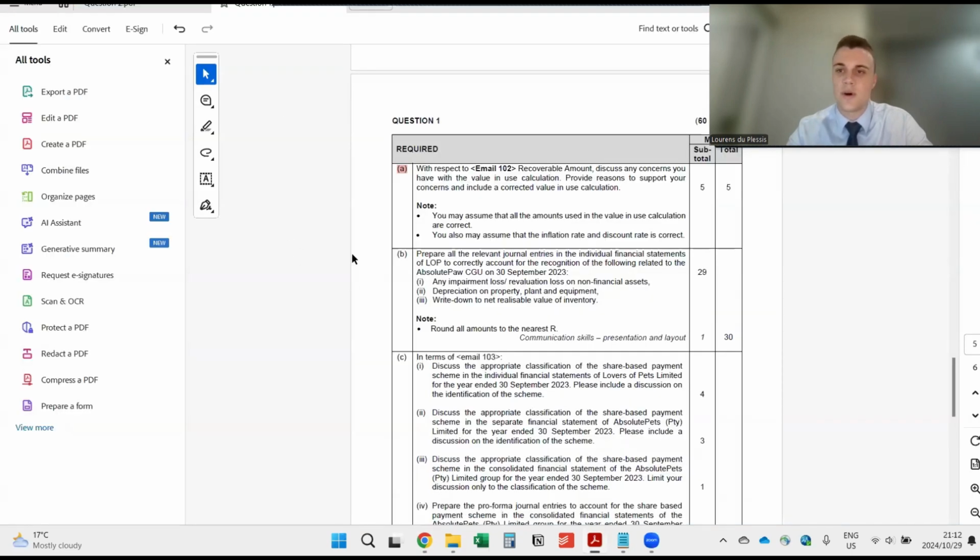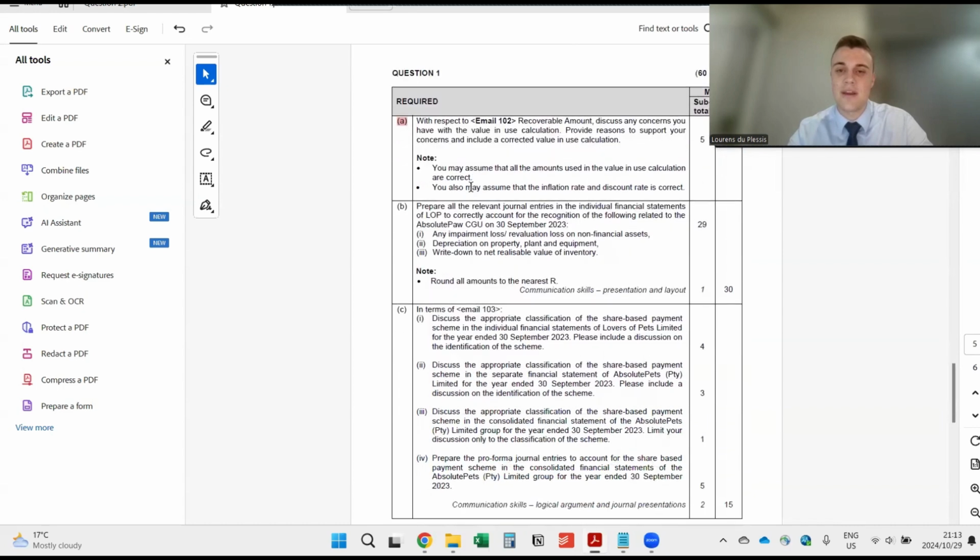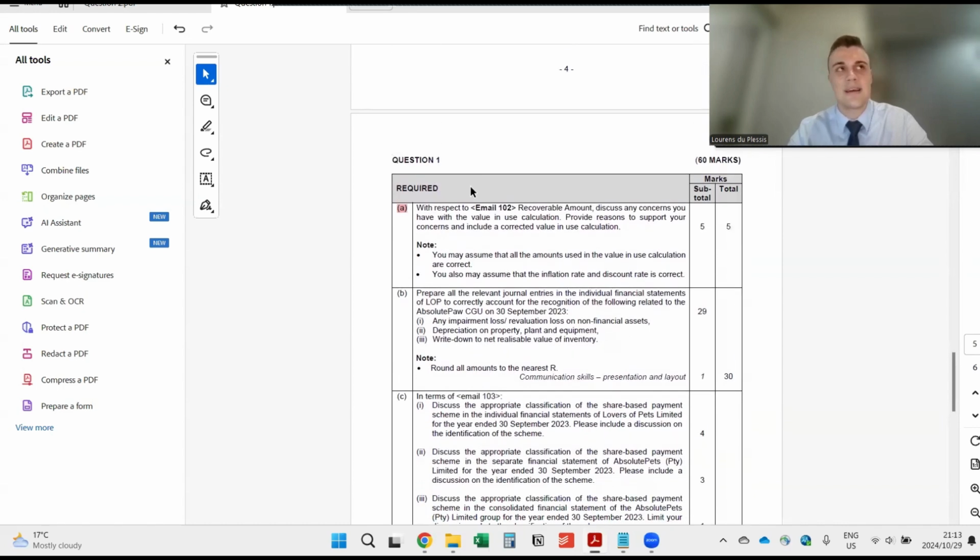Okay, so this is question 1 of that 2023 October CTA exam, which reads, with respect to email 102, recoverable amount, discuss any concerns you have with the value in use calculation. Provide reasons to support your concerns and include a correct value in use calculation. So off the bat, the first thing that pops to mind is that I've never done a CGU, cash generating unit value in use calculation in financial accounting. Because yes, this is a financial accounting question that is in respect of a cash generating unit. So I don't even know where to start. How do I even start calculating this value?